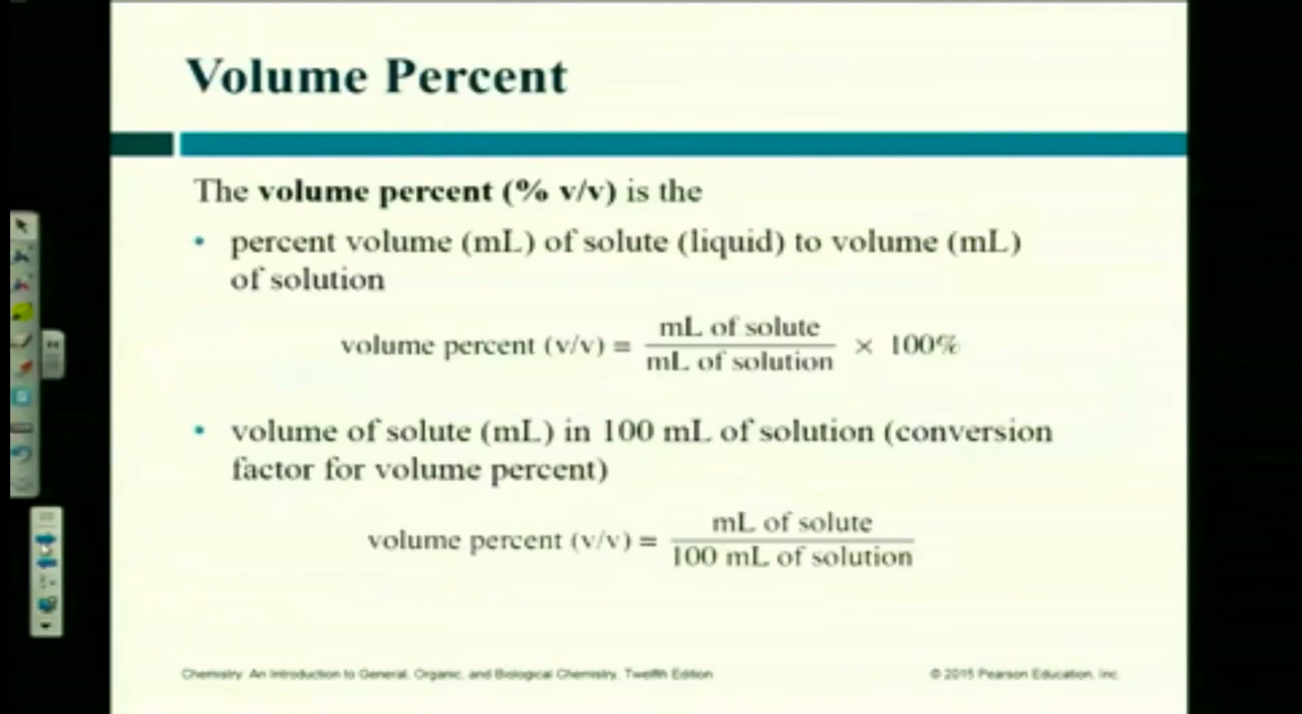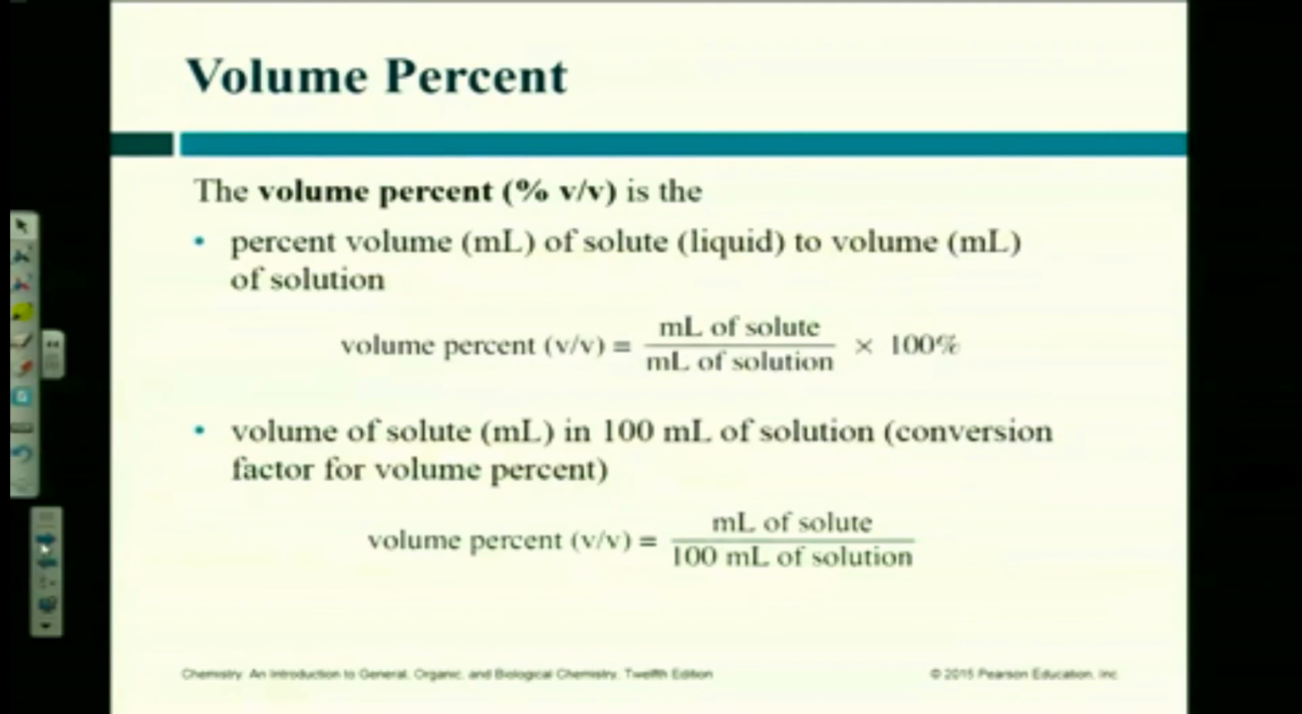All right. Volume is the same as mass, except now instead of using grams, you're using what? What are the units for volume? Milliliters or liters. In this case, we're going to use milliliters of solute divided by milliliters of solution. So it's literally the exact same thing, except it's milliliters instead of grams.